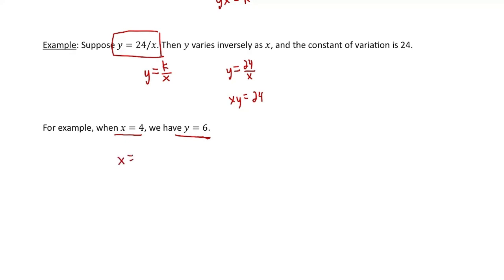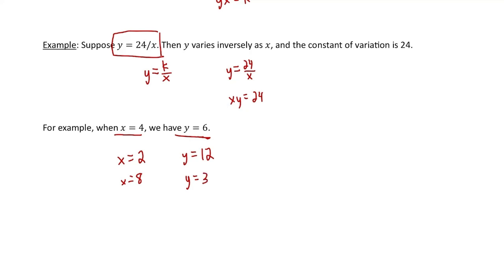Now, see what happens when we plug in x equals 2. Notice here we're taking half of our input. What's going to happen to our output? Are we going to get half the output? No, that would be the case if we had direct variation. It turns out we're going to get double the output, double the y. When x is 2, y will be 12. And vice versa. If we were to double the input, we would get half the output. So if we were to double 4, we would get x equals 8. What would y be? Well, y would be 3, half as much as 6.